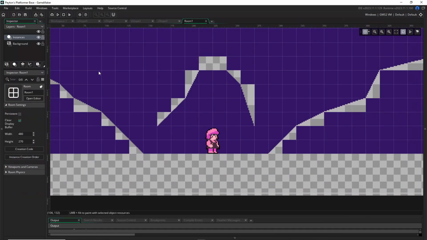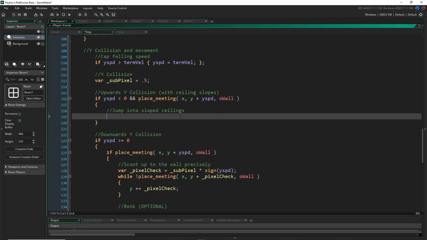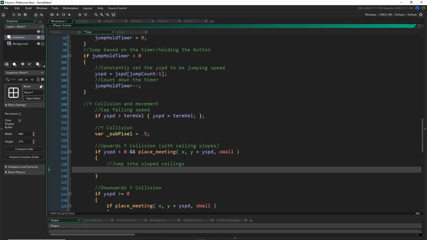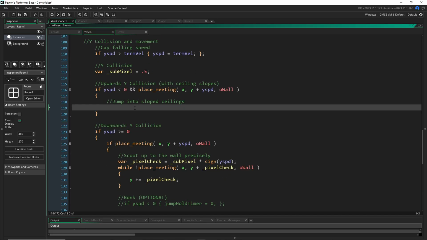So here's how we're going to do that. I'm going to say jump into sloped ceilings. And we're going to divide this into two separate things. Again, what we want the slopes to do is mostly based on intent. So what inputs am I pressing? So let's go with this.